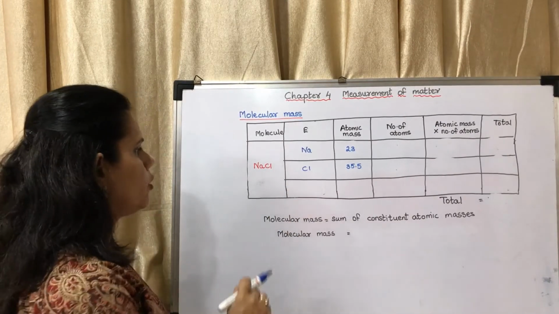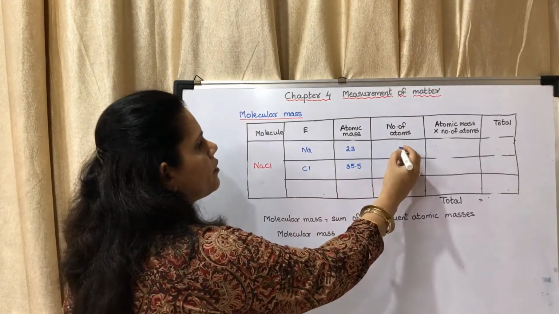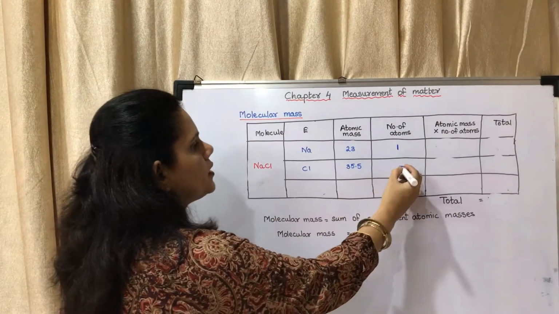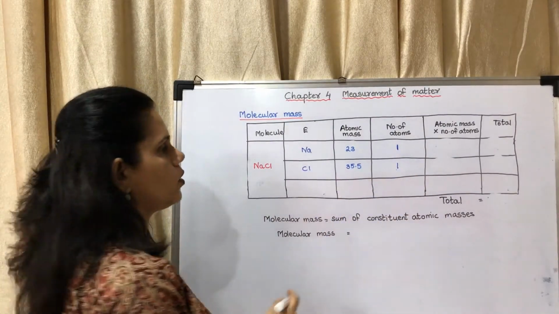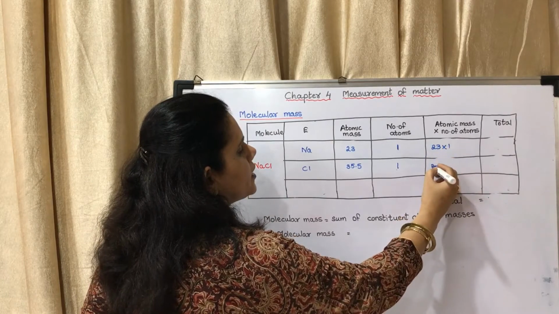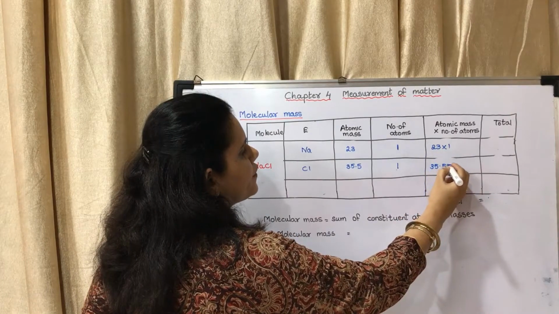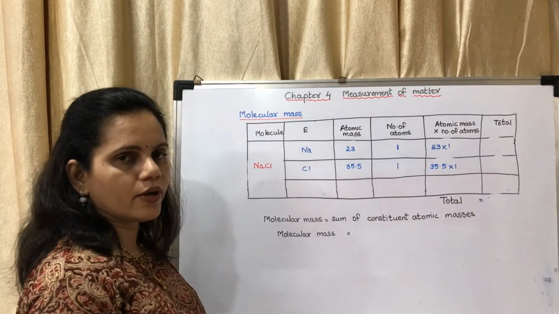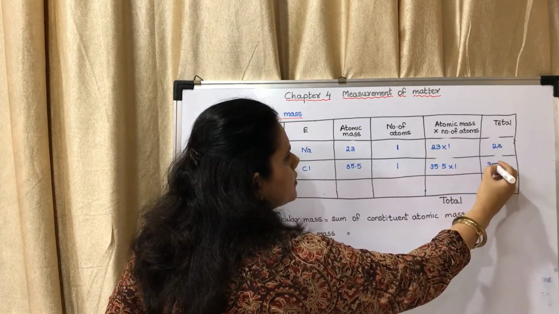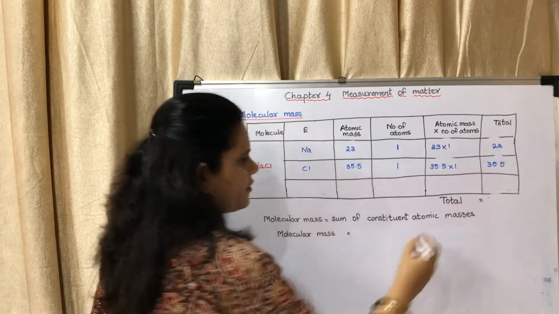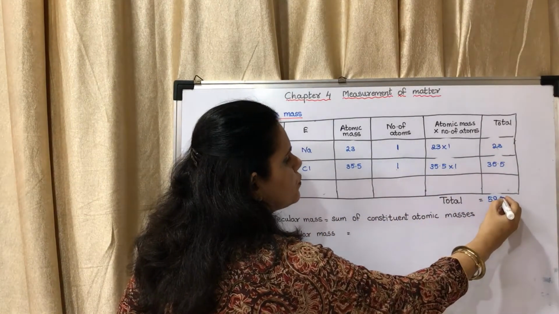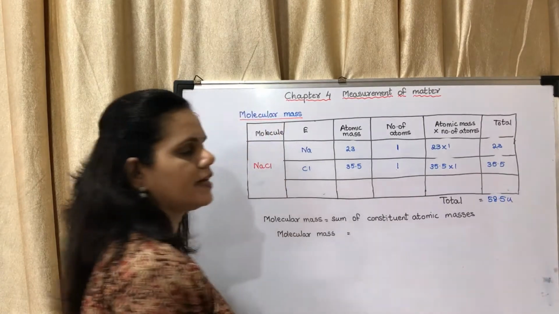Now how many atoms of sodium? Number of atoms of sodium is 1. How many atoms of chlorine? That is also 1. So you have to multiply 23 into 1 and 35.5 into 1, and you will get 23 and 35.5. If you add this, you will get the value as 58.5 Dalton.